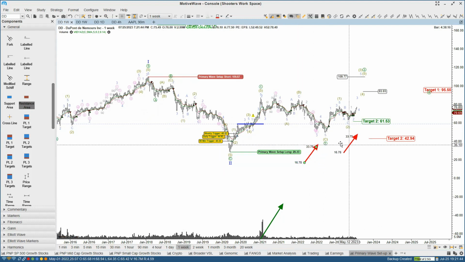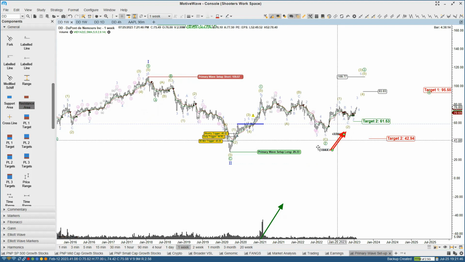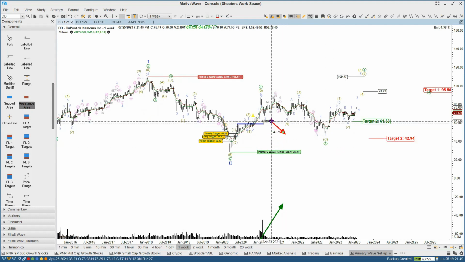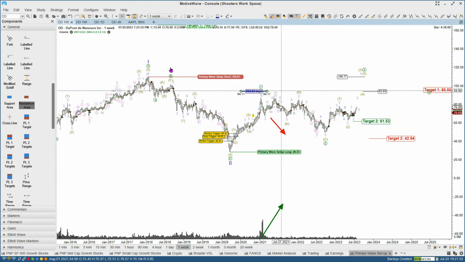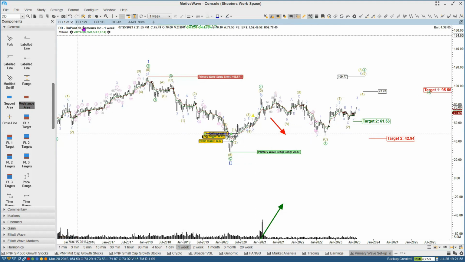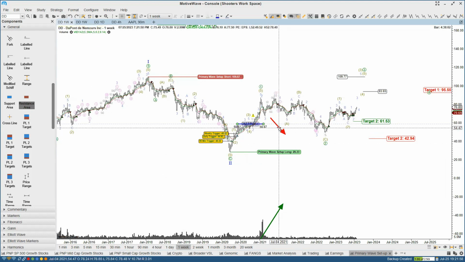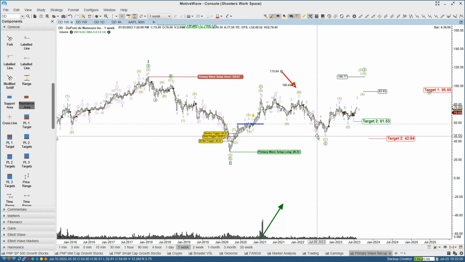For example, we don't have a lot of conviction on this intermediate wave. We don't have a lot of conviction here. Over time, I learned that I was better off sticking with the primary wave because I got a better result from that when I traded, especially wave 3s off of a primary.